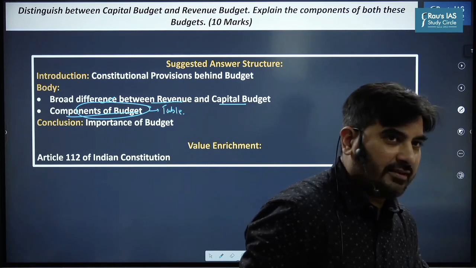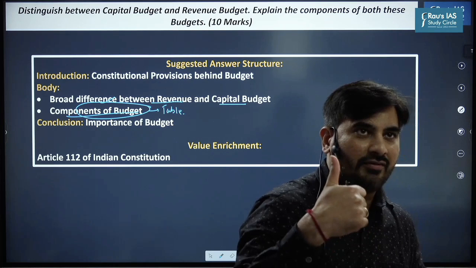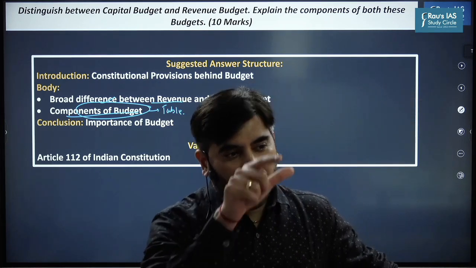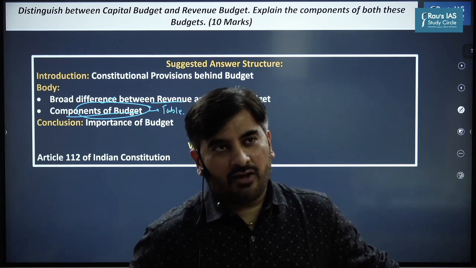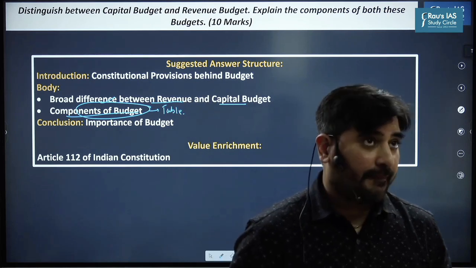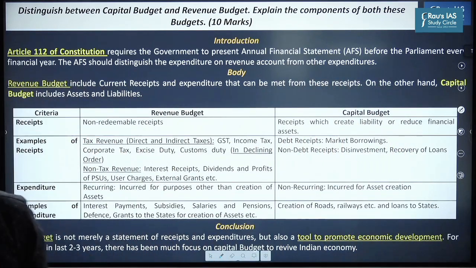So as far as the value enrichment point is concerned, one value enrichment point, as I told you, is about Article 112. Apart from that, another value enrichment point could have been about writing the taxes in the descending order. Okay. So this is the suggested answer.